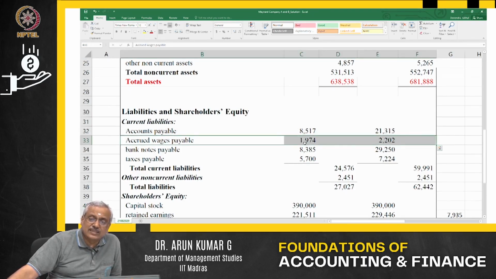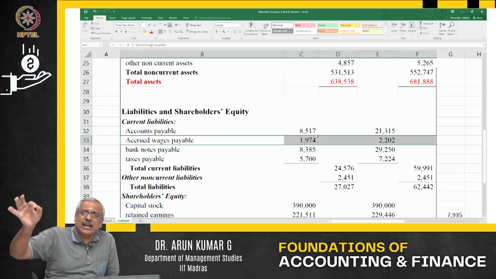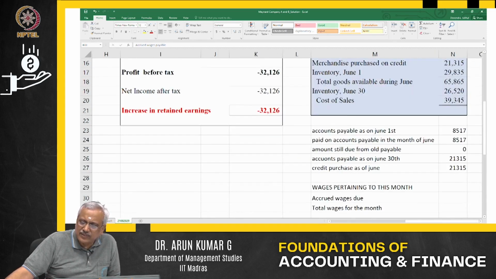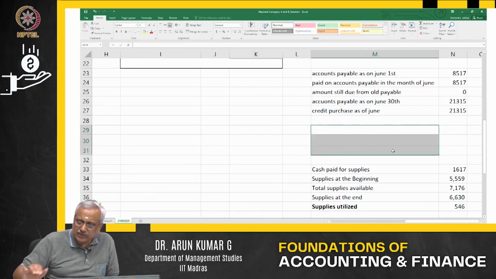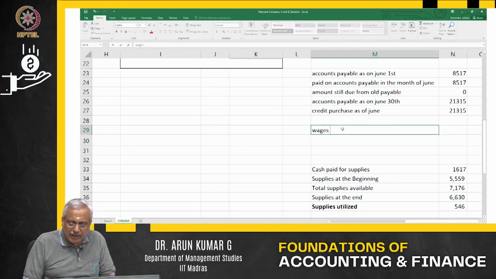There is accrued wages at the beginning of the month, there is accrued wages at the end of the month, there is wages paid in cash. What are we worried about? What is accrued for the period of June? Very simple, we will find out in this case. Wages pertaining to the month, what is accrued wages due, what is the total wages. Let me reword this whole thing. Let me say wages payable at the beginning of the month.